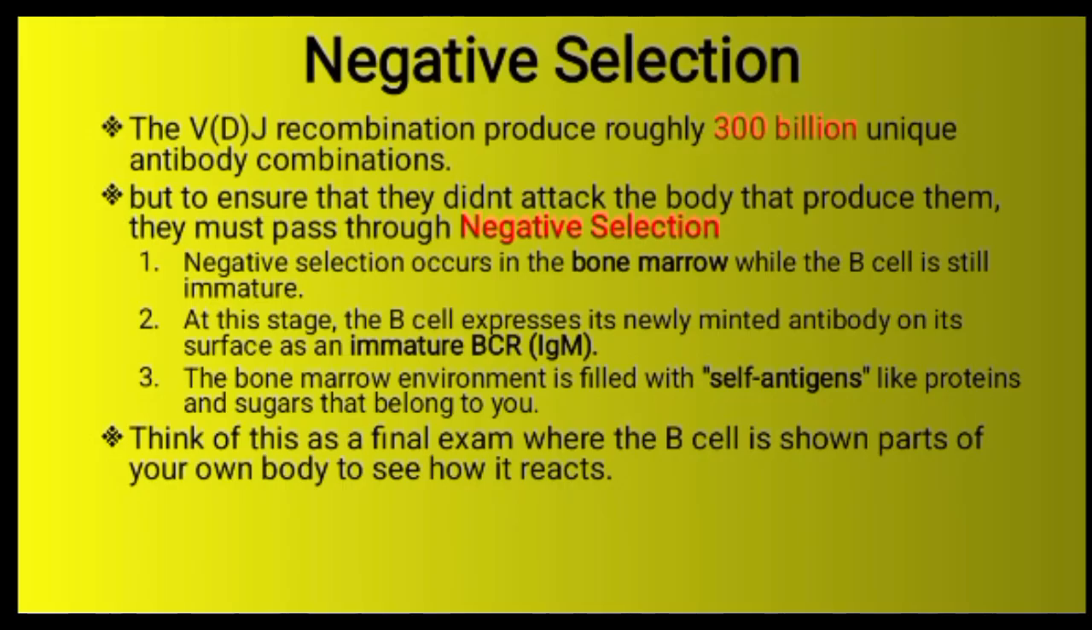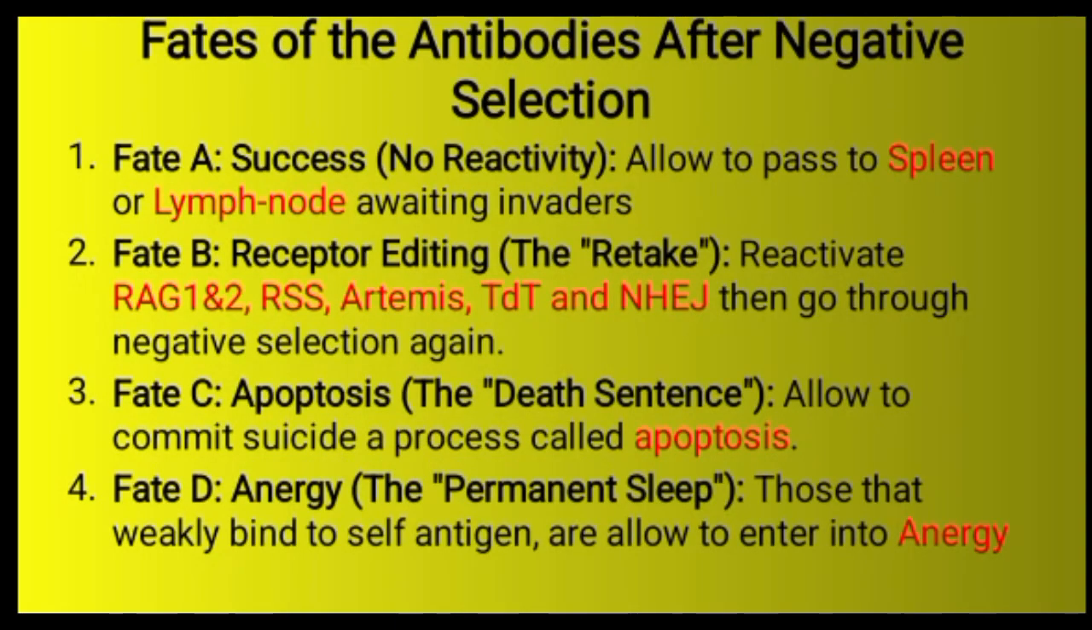So if the antibody produced binds strongly with self antigen, meaning it's very dangerous to the body, so it can bind strongly with the self antigen. When it does that, the body will invoke negative selection, which occurs in the bone marrow. So the body will enter into what is called the fates of the antibodies, the fates of the antibodies after negative selection.